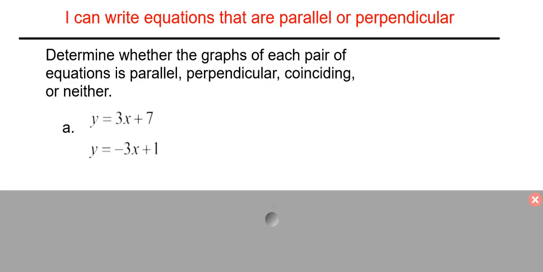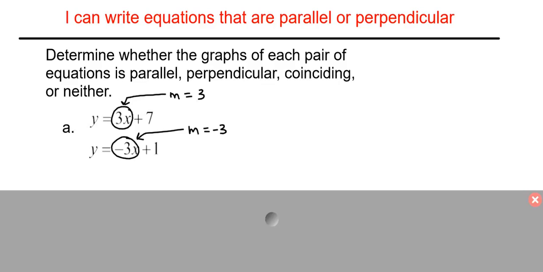Okay. So first example, we have two equations. They're both in slope-intercept form. y = 3x + 7, and y = -3x + 7. So what we want to do is start by looking at the slopes. In our first equation, the slope is the number that comes right before the x. So in this case, your slope is 3. And in your second equation, our slope is negative 3.